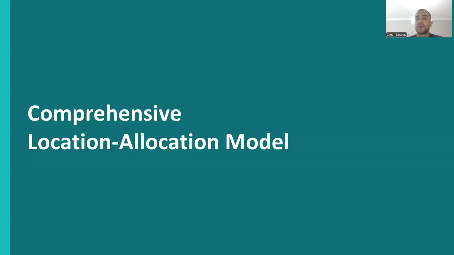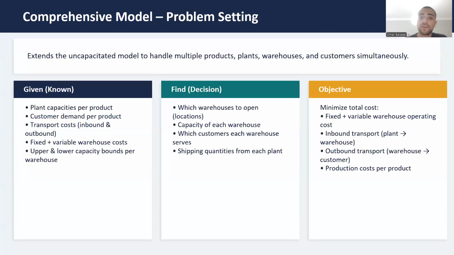Now, let's talk about the comprehensive location allocation model. The comprehensive model extends everything we've done to handle real supply chain complexity: multiple products, multiple plants, intermediate warehouses, and multiple customer zones, all simultaneously. The objective minimizes inbound transport costs from plants to warehouses, outbound transport costs from warehouses to customers, production costs, and fixed and variable warehouse operating costs, all in one model.